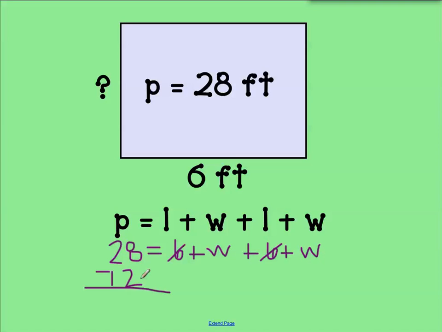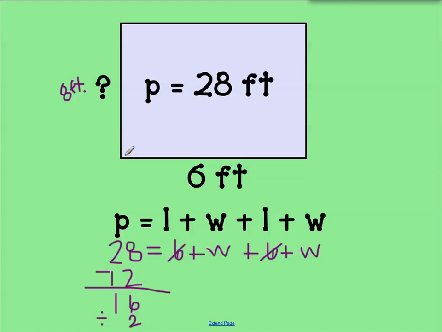And 28 minus 12 is, again, 16. And so I have to divide this by 2 to get one side. So 16 divided by 2 is 8. This side is 8 feet. And if I were to check my answer, I've got 8 feet plus 6 feet is 14, plus 8 plus 6 is 28 feet.